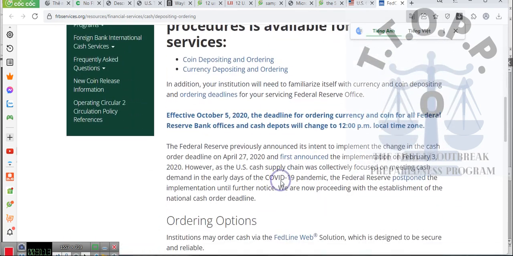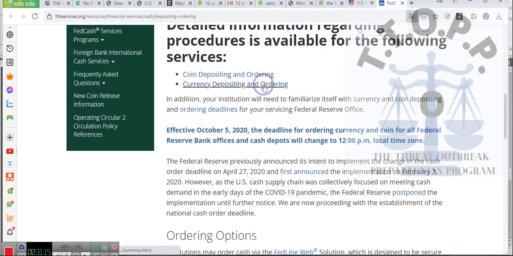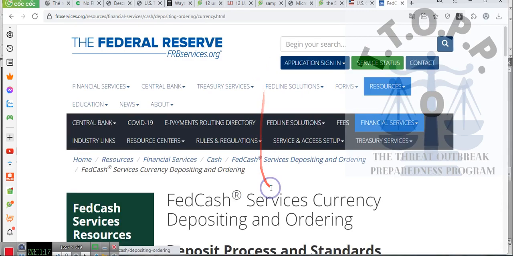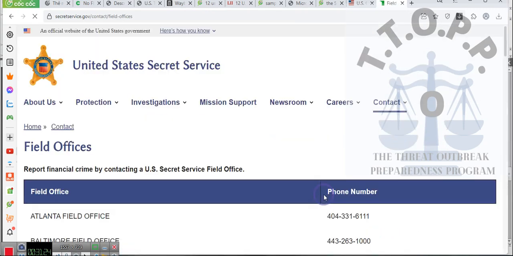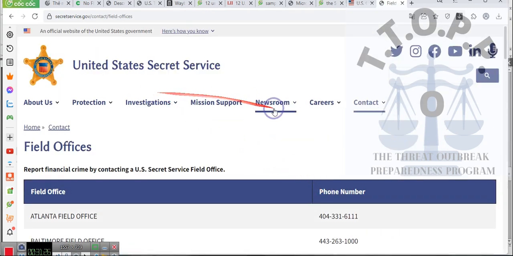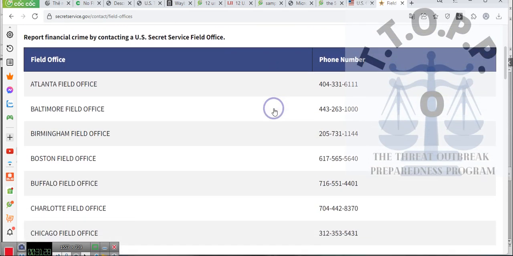You can click and click and click. This one says currency depositing. It will take you here. And you can click and click and click because they didn't put these links here for their health. Because they can't hide the information from you. Now, hey, here are some numbers right here. Give them a call. Okay, you don't have to call.